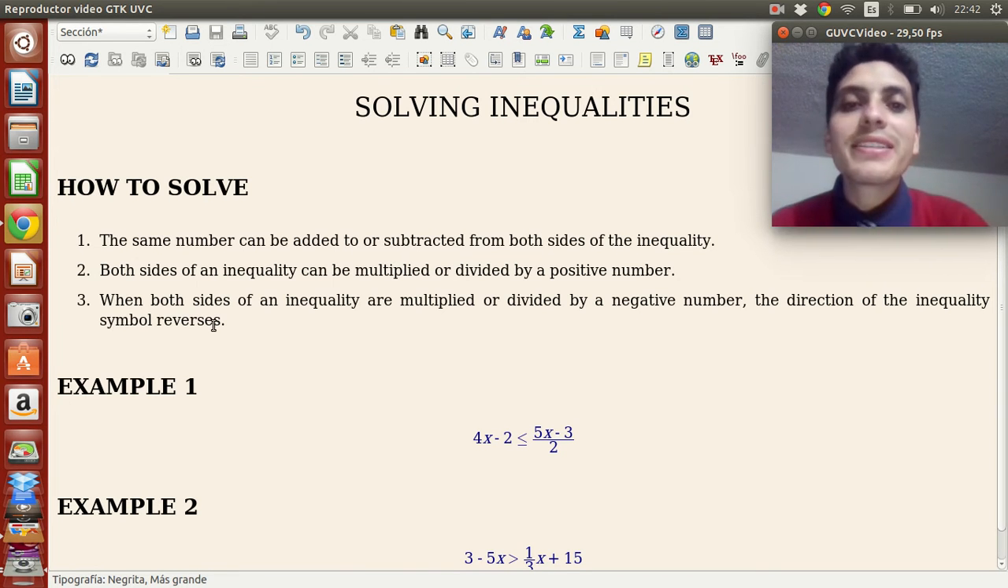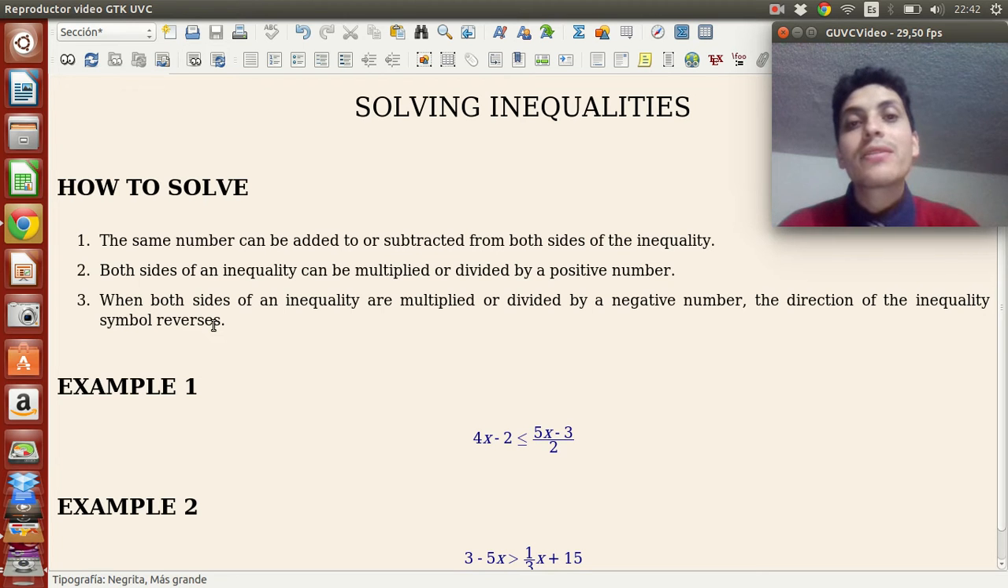Solving inequalities is kind of the same deal as solving equalities. The only difference is when you multiply or divide by a negative number. We have to change the direction of the inequality symbol.